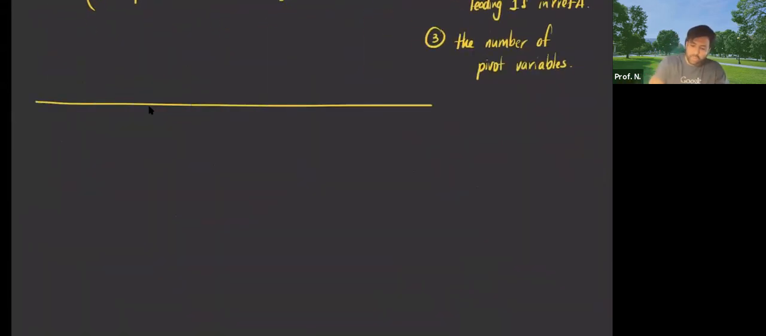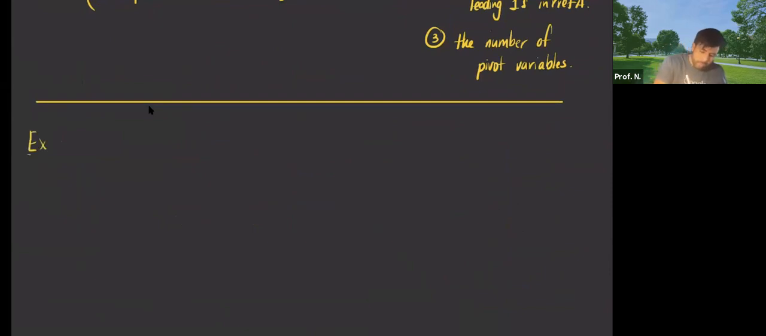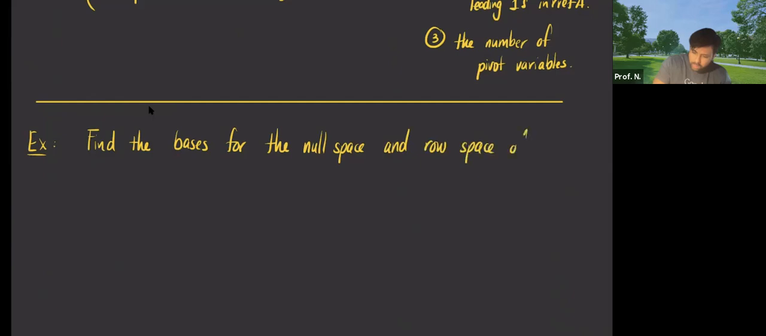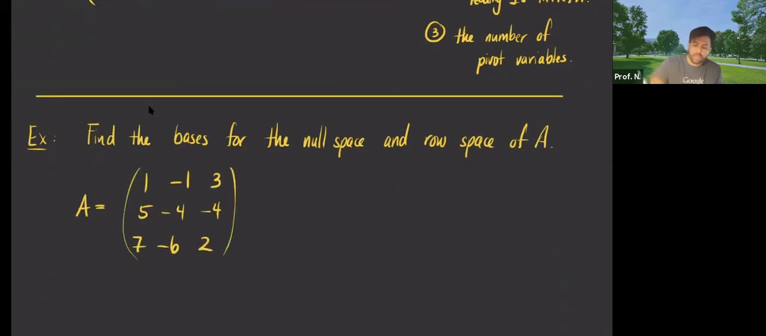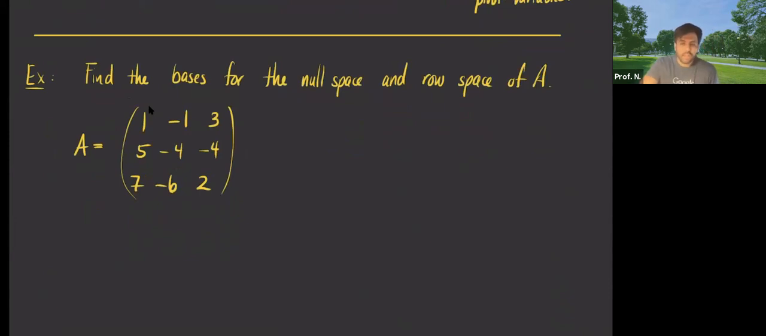So I want to do one more thing here, one example. I want you to find the bases for the null space and row space of A. And I'll give you the A: 1, -1, 3, 5, -4, -4, 7, -6, 2. So again, I want to find a basis for the null space and a basis for the row space.